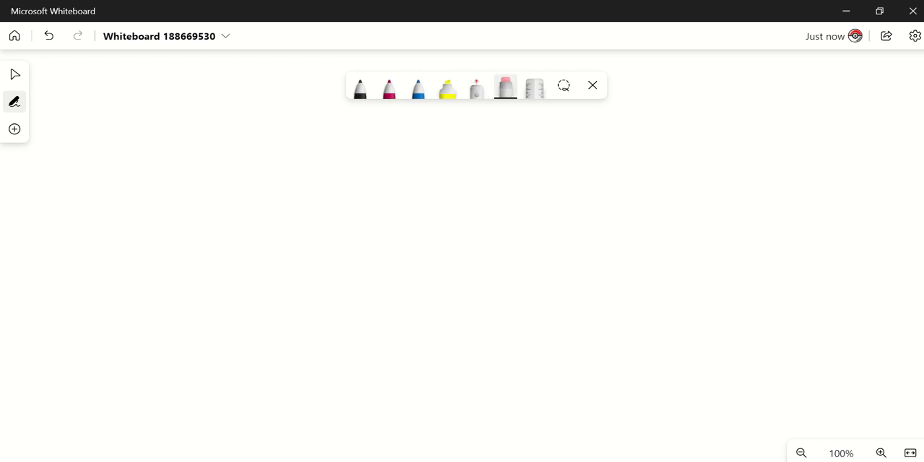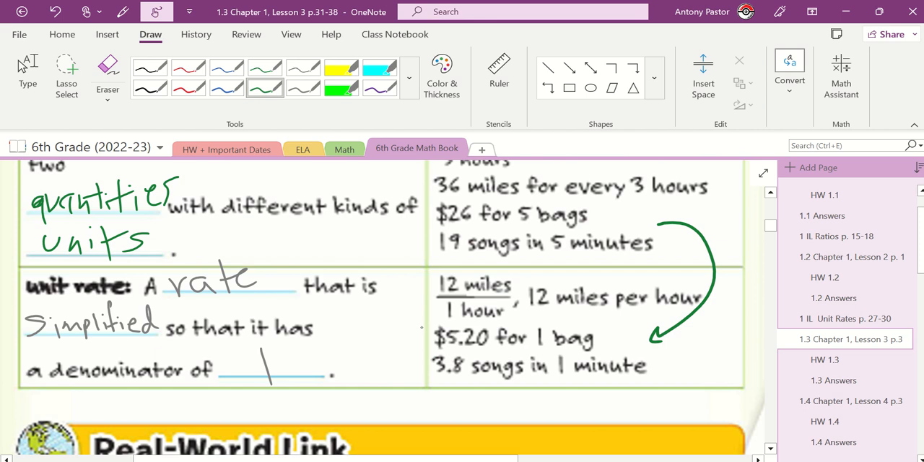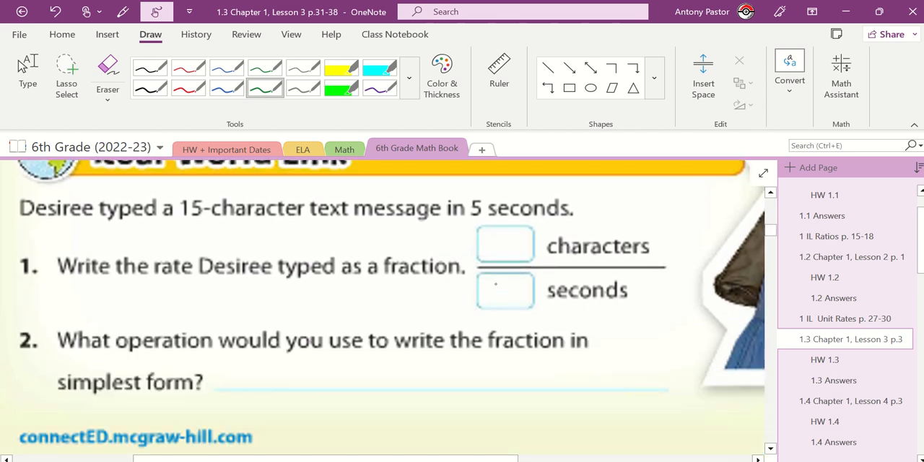Let's look at a different example here. Real world link. Desiree typed a 15-character text message in 5 seconds. Write the rate Desiree typed as a fraction. So she typed 15 characters in 5 seconds. What operation would you use to write the fraction in simplest form?